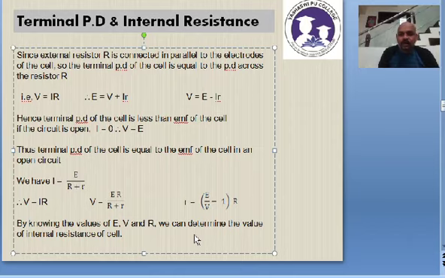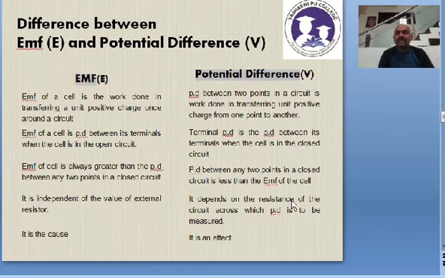Okay. So now, having learned these things, we will move further to the difference between the EMF and the potential difference. The definition itself becomes one difference. EMF of the cell is the work done in transferring unit positive charge once around a closed circuit, and terminal potential difference between 2 points in a circuit is the work done in transferring unit positive charge from one point to another, that is through the external resistance.